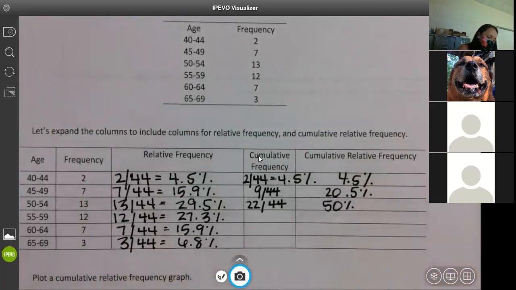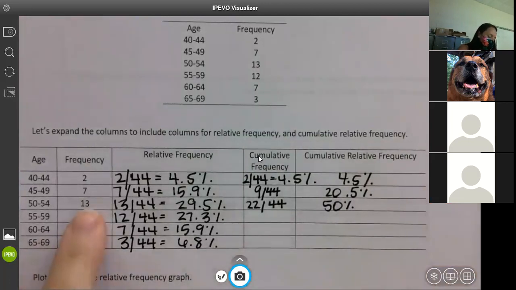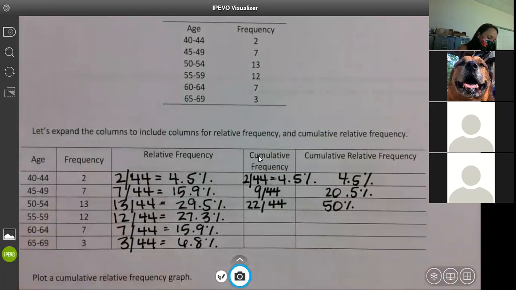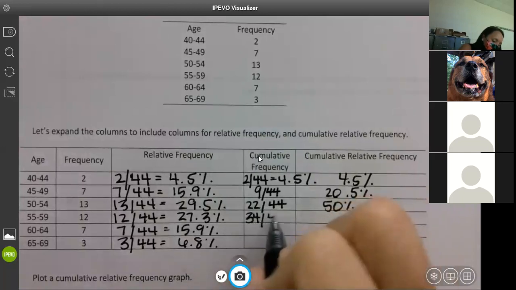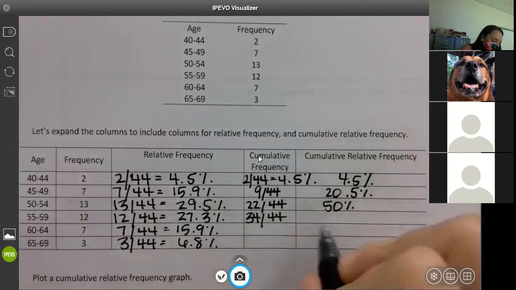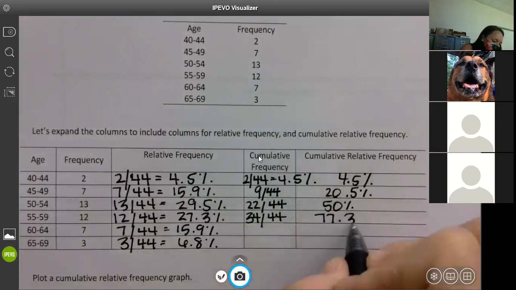50%. The next one will be 12 plus 13 plus 7 plus 2, or 22 plus 12, 34. 34 out of 44 is 77.3%.